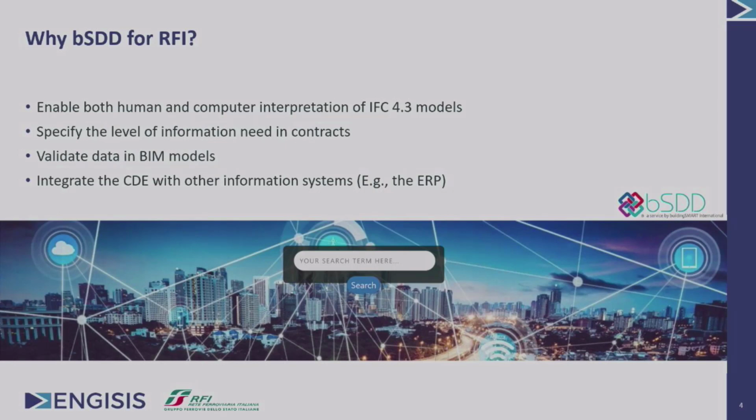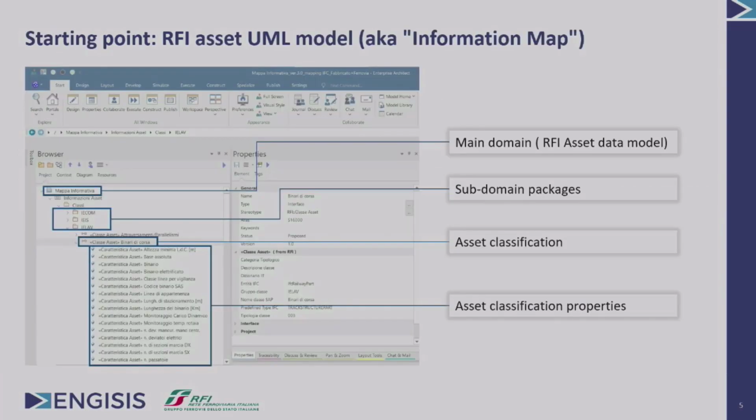So where did we start in creating a dictionary for RFI? RFI already has a data model of their asset that they started to develop in 2018. And this model is basically a UML model that maps all their assets. It has classification of all their assets in main domains and sub-package domains. But mostly what's important here is that they have asset classification and already they have some properties related to each asset classification. So this was a great starting point for us, right?